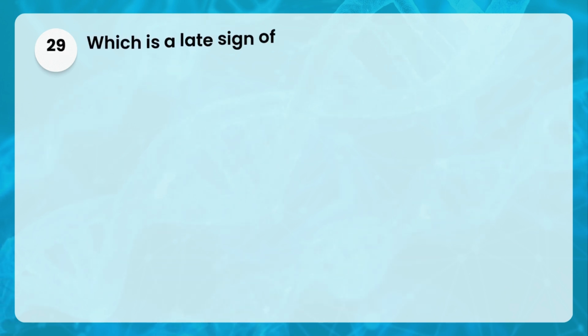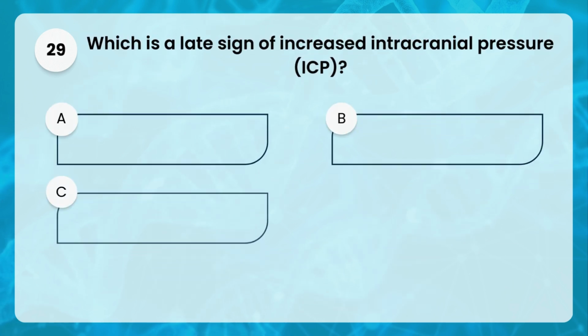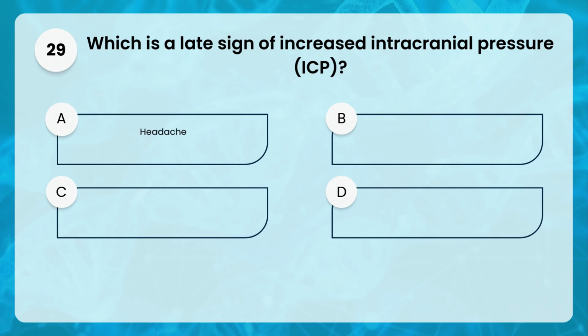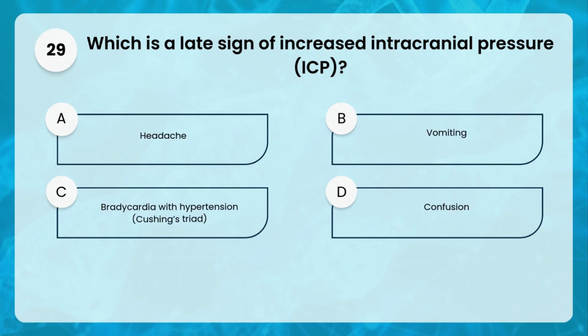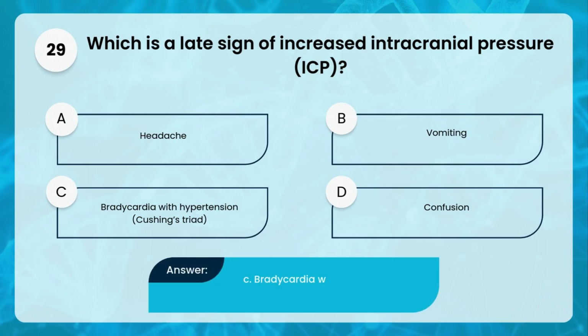Number 29. Which is a late sign of increased intracranial pressure, ICP? A. Headache. B. Vomiting. C. Bradycardia with hypertension, Cushing's triad. Or D. Confusion. The answer is C. Bradycardia with hypertension, Cushing's triad.